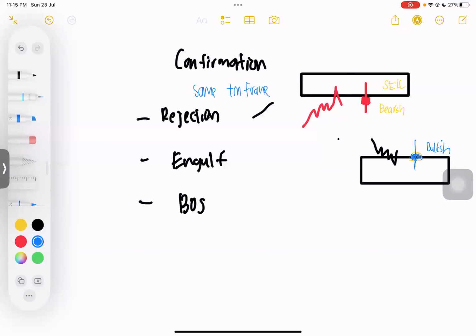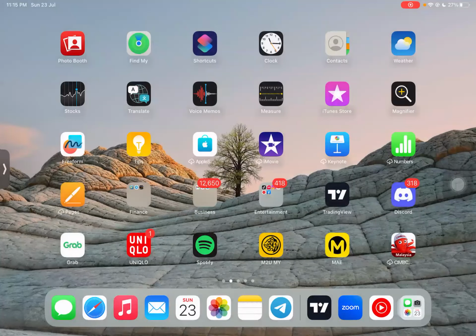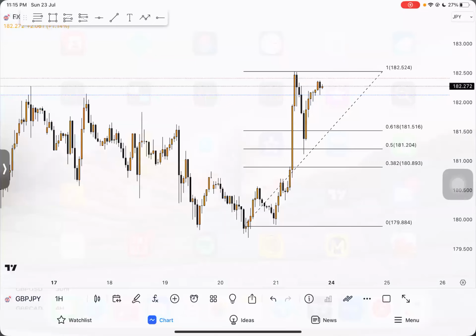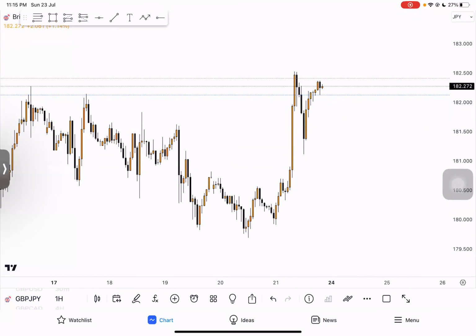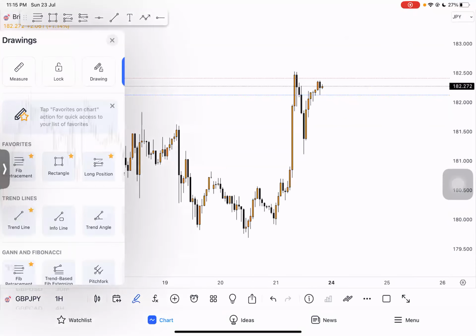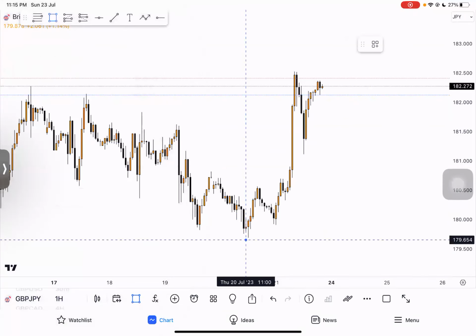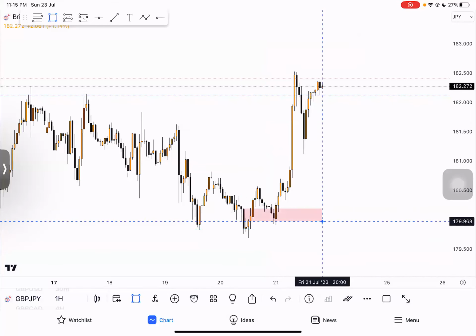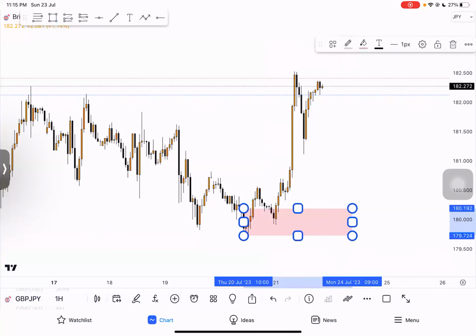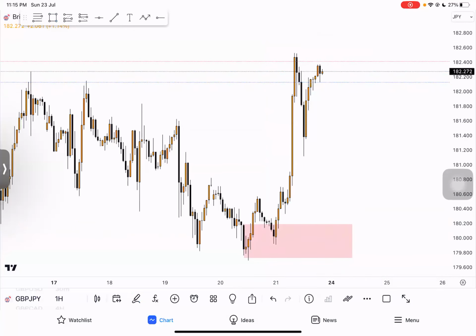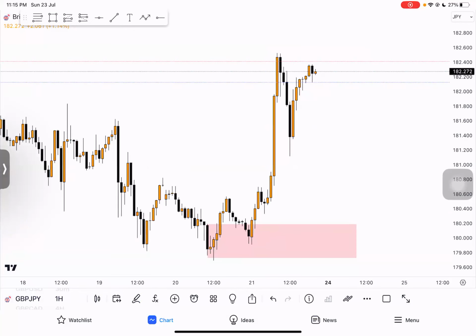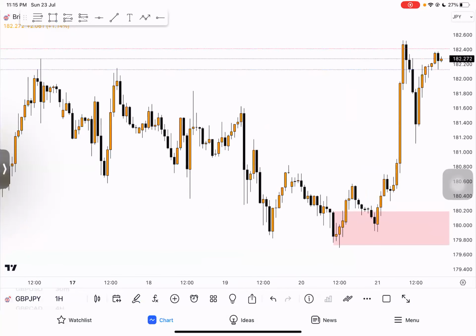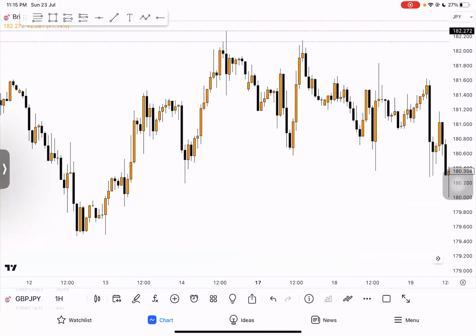Any more questions for rejections? Or we just go to see the examples, easier. Okay, so let's go for this one. This one is a drop-base-drop. This one is a kind of drop-base-drop also. So for here, but this one is engulfing. Let me look for another zone maybe.